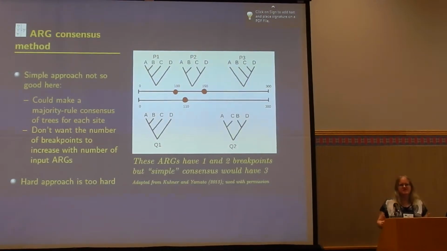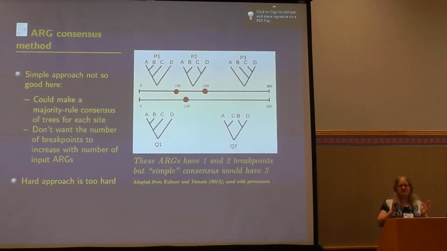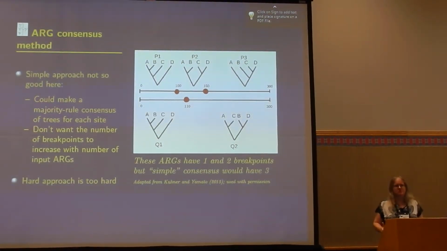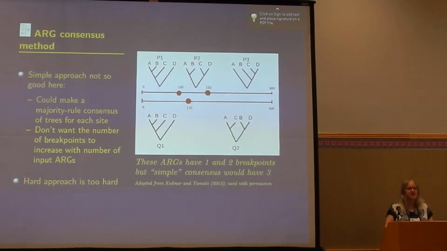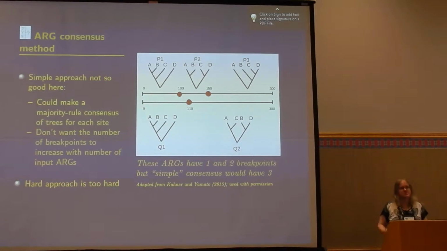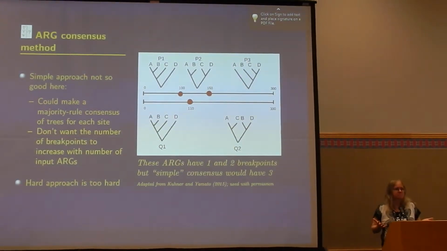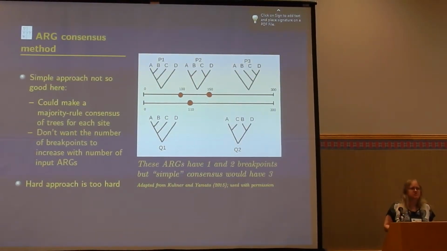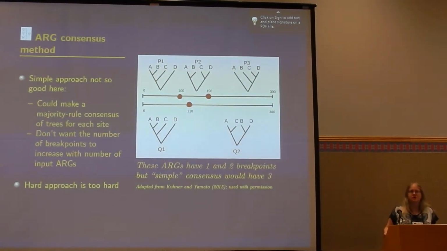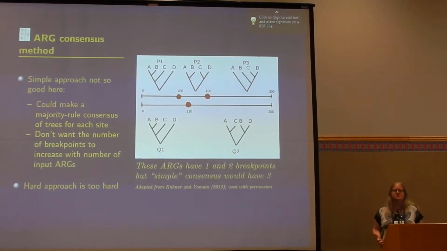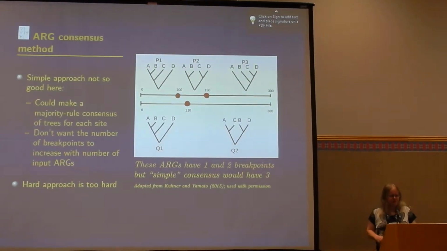The problem with this is that I'm forcing my consensus to have a breakpoint everywhere any of the ARGs that went into it has a breakpoint. If you put a million ARGs into that, you get millions of breakpoints. Your sequence is chopped into little bits. It's not at all satisfying that the consensus of a bunch of ARGs that have 2 or 3 recombinations each is an ARG with a million recombinations. That won't do at all.